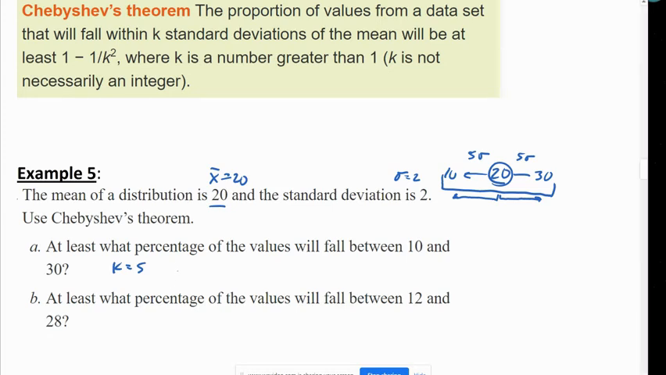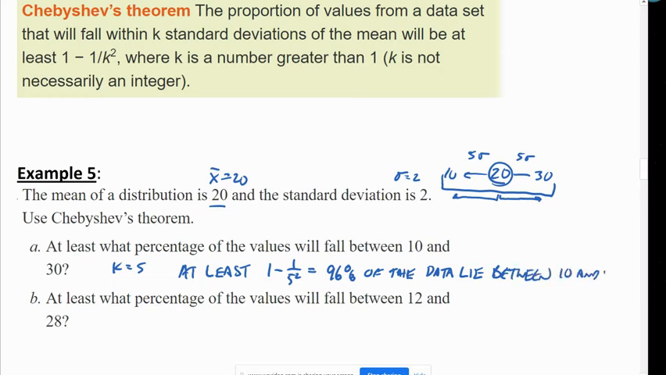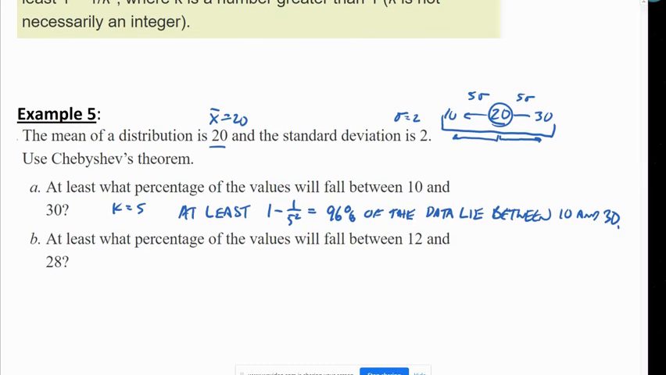So then according to this, at least 1 minus 1 over 5 squared. So 1 minus 1 divided by 25 is 96%. So at least 96% of the data lie between 10 and 30. Okay, and then we'll do it again for example B.